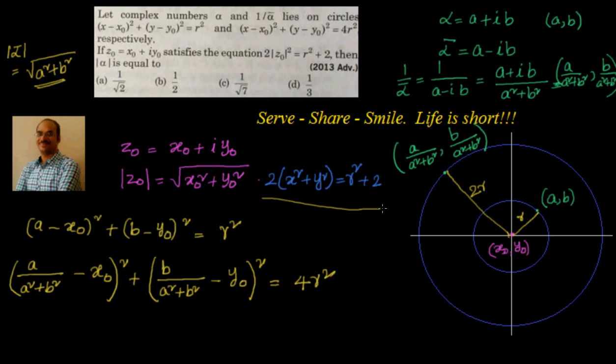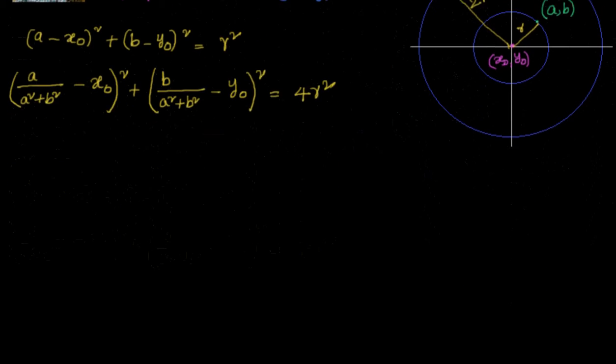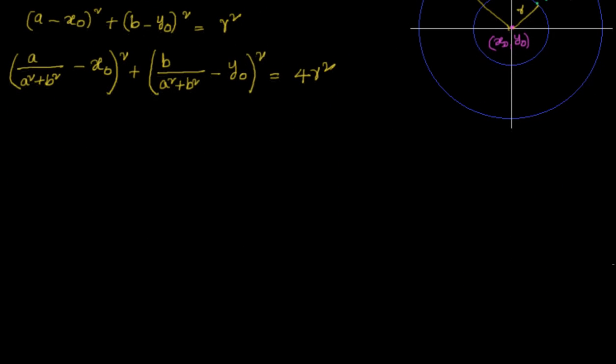Anyway, we have this condition which we will be leveraging, that is nothing but 2 into (x square plus y square) equal to r square plus 2. That we will be leveraging. So first we will try to understand these two equations and see how we can compare these two equations. Okay, for that what we will do, we'll expand this and we will see what happens now.